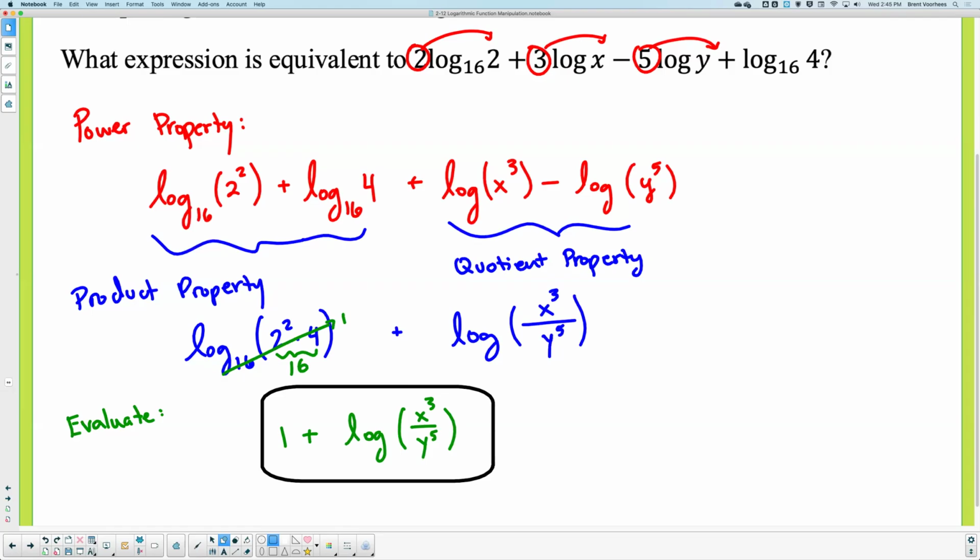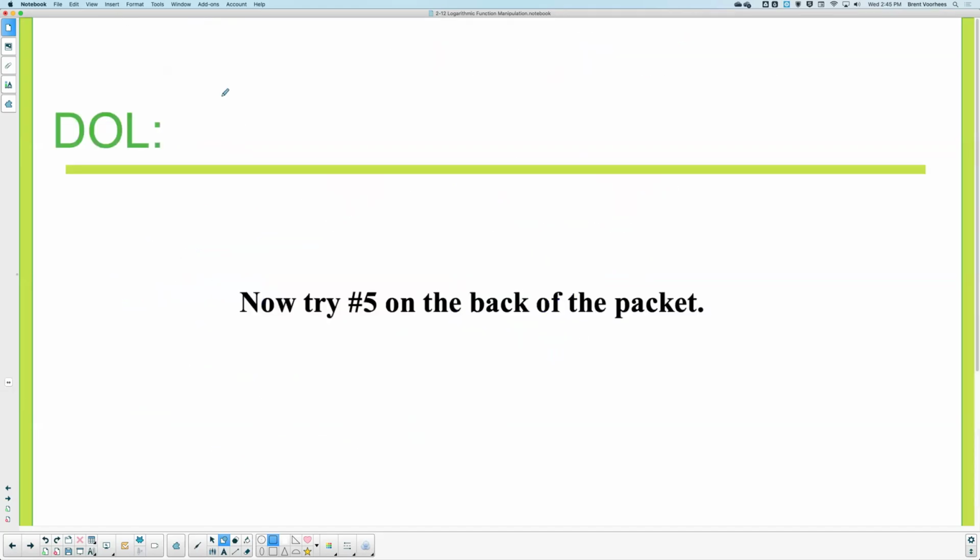But there it is. Your last problem to take a look at would be number 5. Submit those in once you complete number 5.